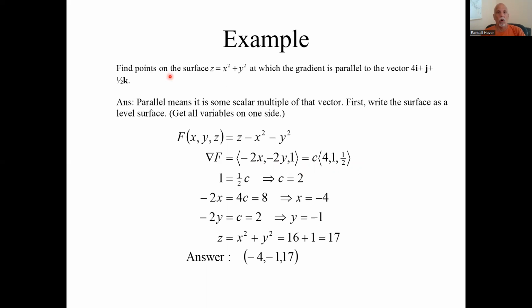It says find the points on the surface. So the points also have to satisfy this equation. This gives me three equations: minus 2x equals 4c, minus 2y equals c, and 1 equals a half c. Taking that third equation, I get what c is. That lets me find what x and y are, all from here. What is z? I go back to this equation, z equals x squared plus y squared, and I get 17. Here we go, here's the answer.